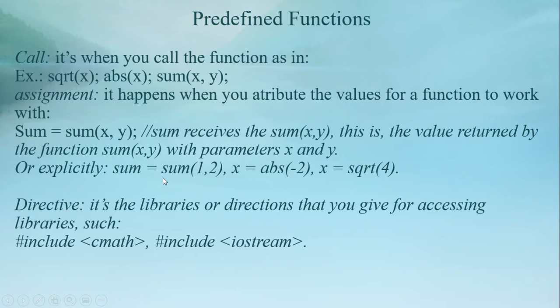And we can do it explicitly, putting the values, the constants. This is another assignment. x receives the value returned by the absolute value of -2, which is 2, of course. And x receives the square root of 4, which is 2. And very important here, it's the libraries or directives that give you access to use many of these predefined functions. Actually, all of them. cmath includes very many mathematical functions, and also iostream.